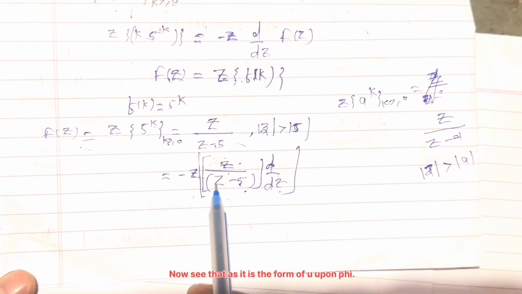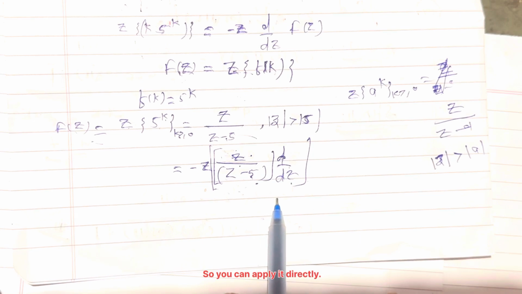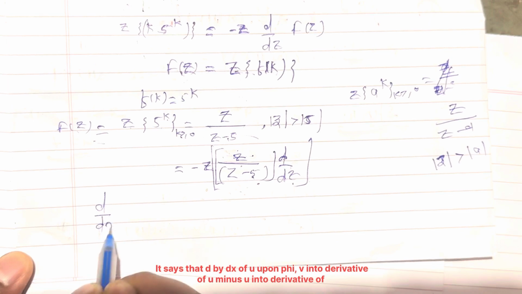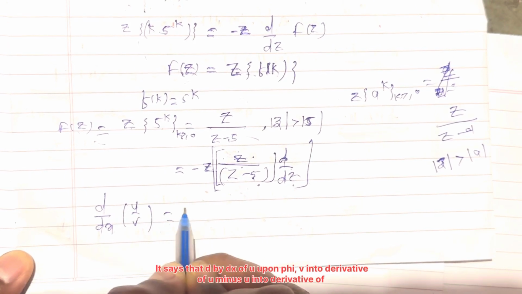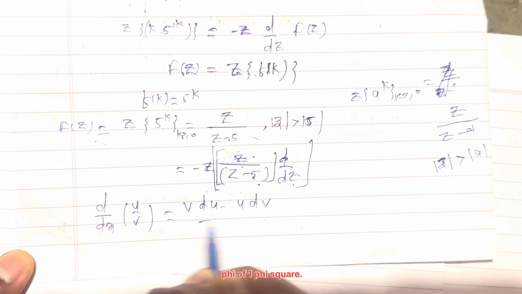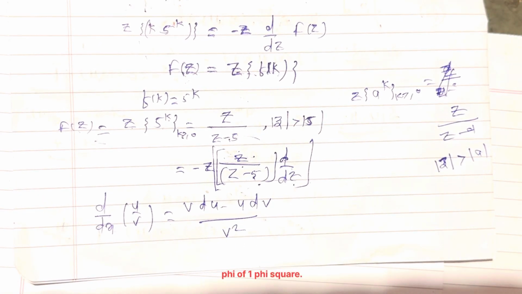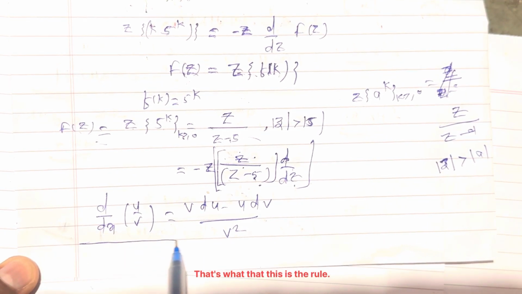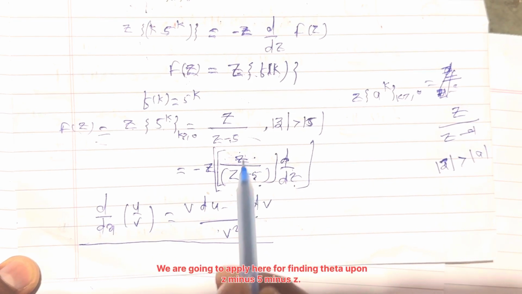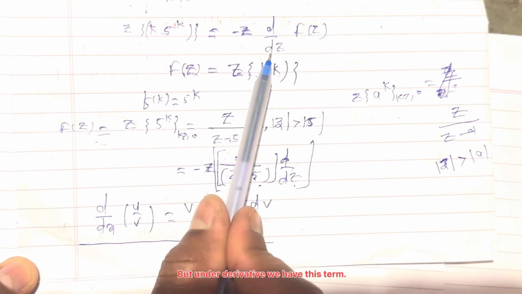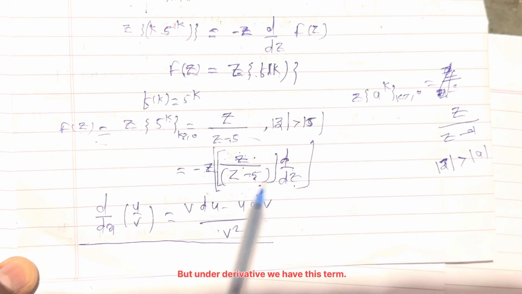Now see that it is of the form u upon v. So you can directly apply the quotient rule for the derivative, and it says that d by dx of u upon v is v into derivative of u minus u into derivative of v, upon v square. This is the rule we are going to apply here for z upon z minus 5. Minus z is outside of this derivative, guys, but under the derivative we have this term.